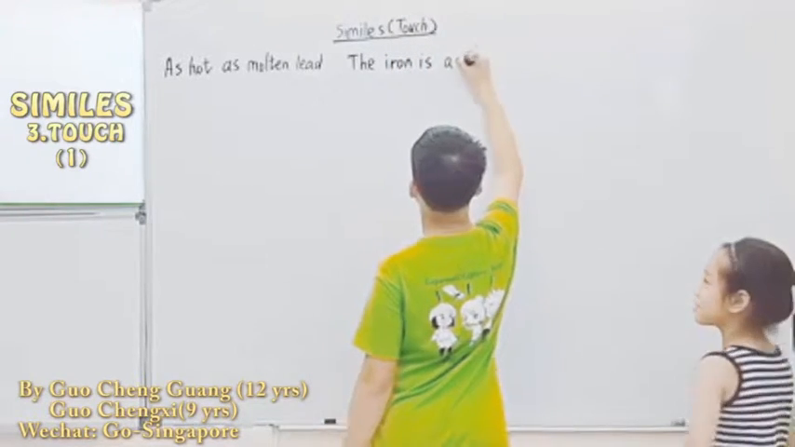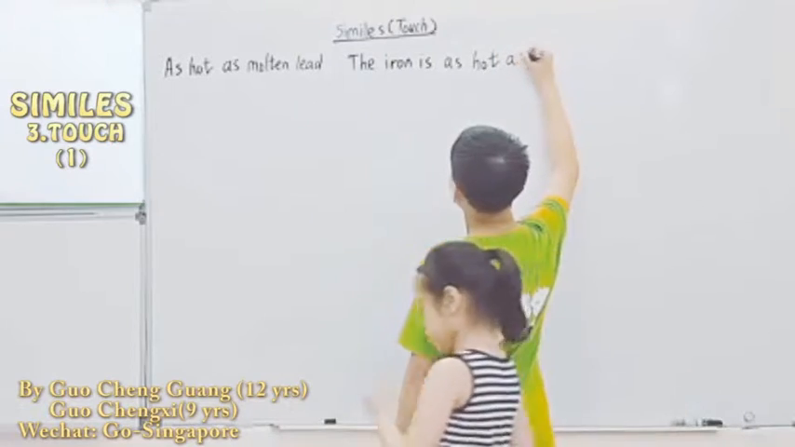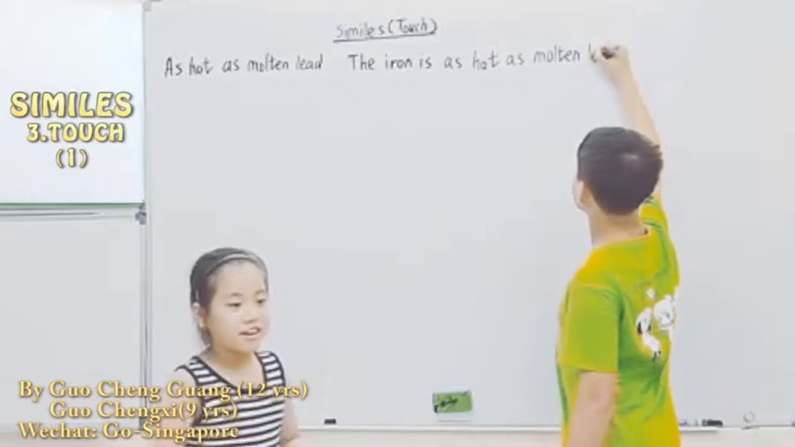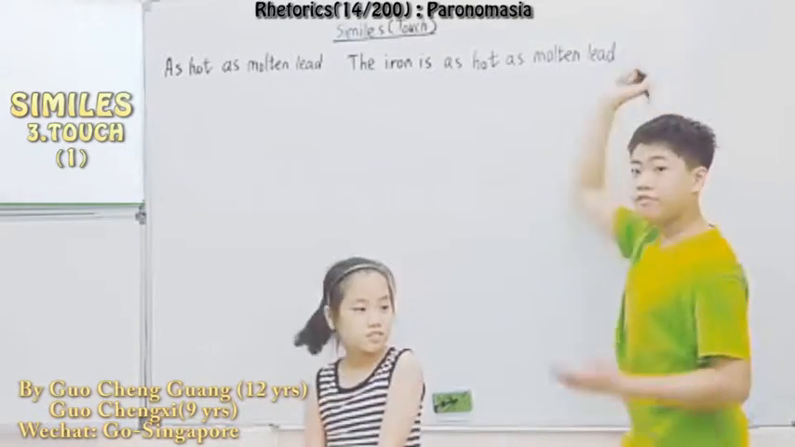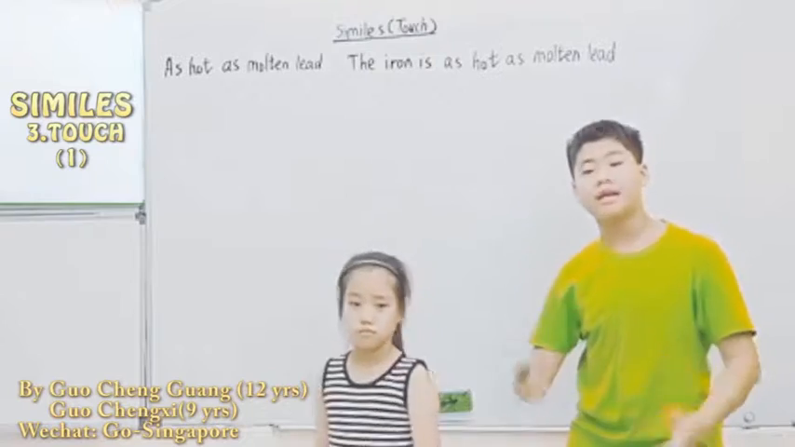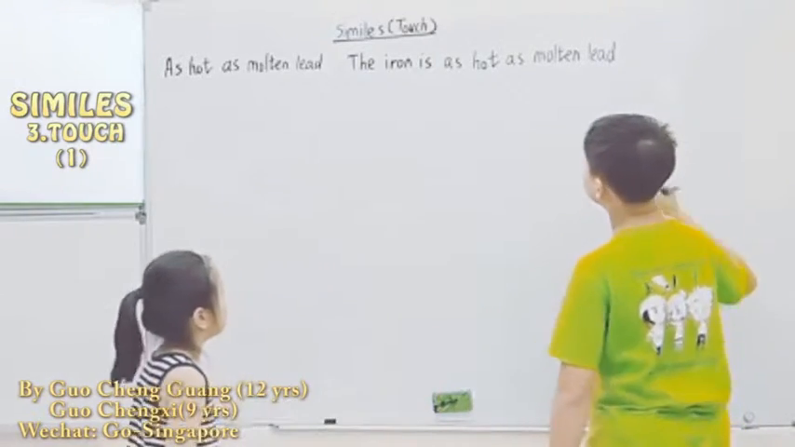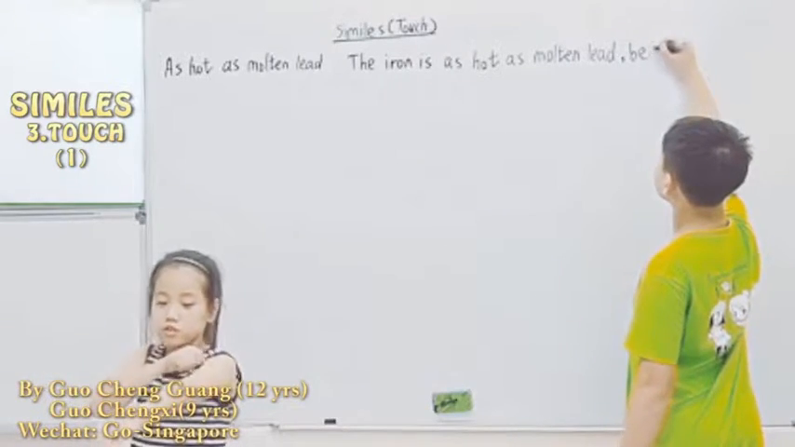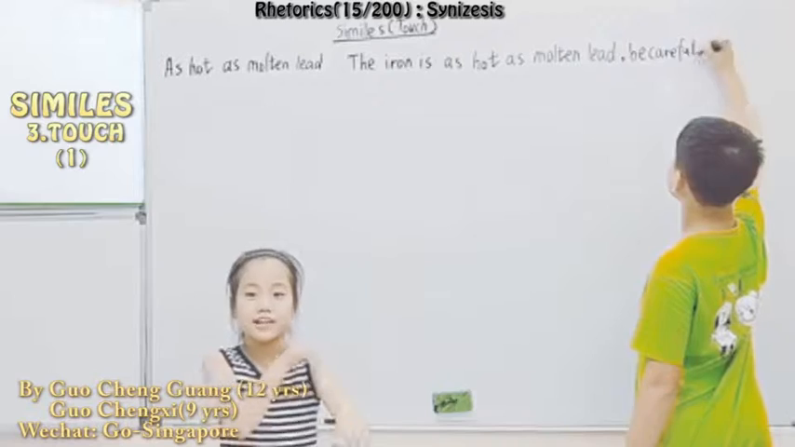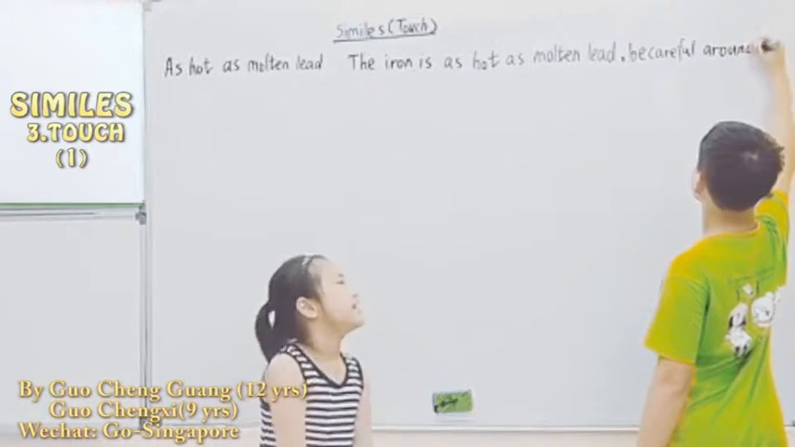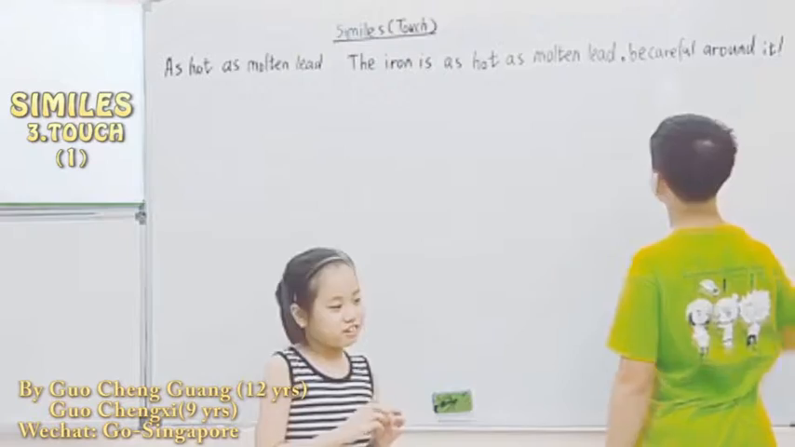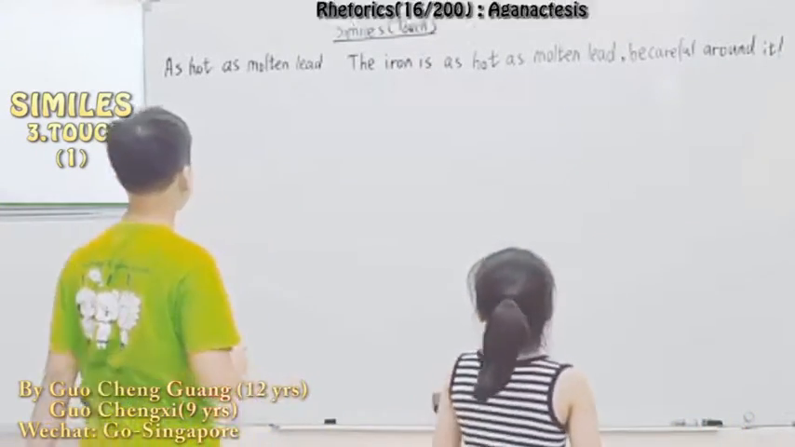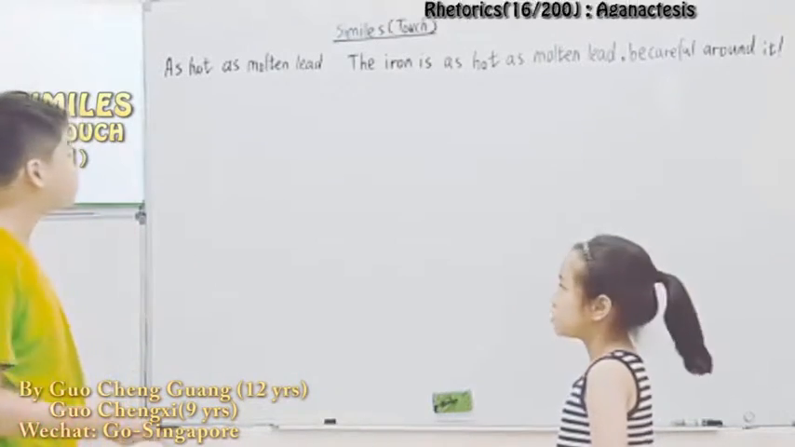But beware of what type of iron this is. Iron is not the element here. If it is an element, that means you're trying to make something out of the iron. But if it's the iron that you use to iron the clothes, then that is another thing. But also very hot. So we already have one example, as hot as molten lead.